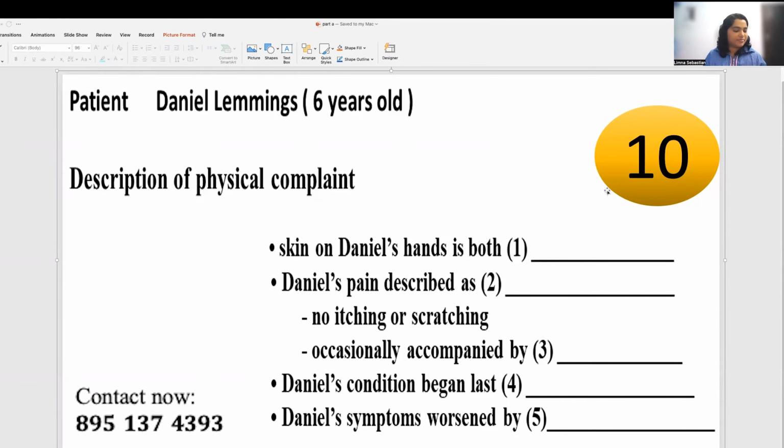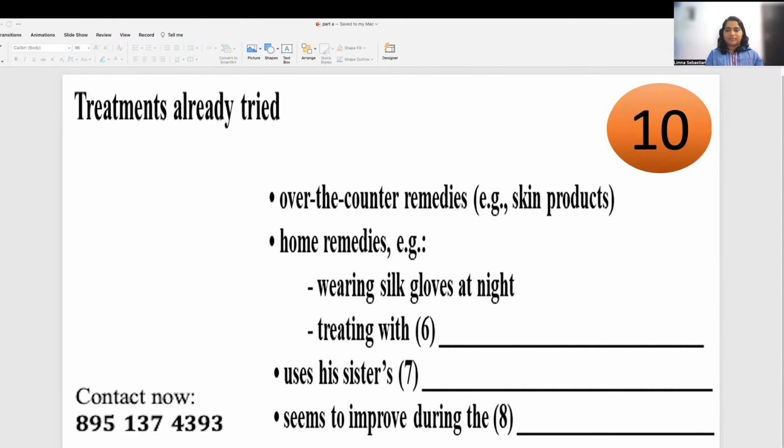Okay, time up. We will go to the next screen. Here also 6, 7, 8 there is. You can find out the keywords and you can predict the answer. Again, I will give you 10 seconds.